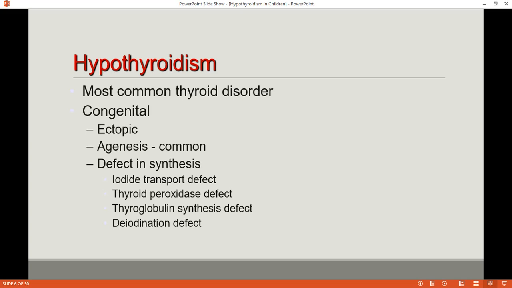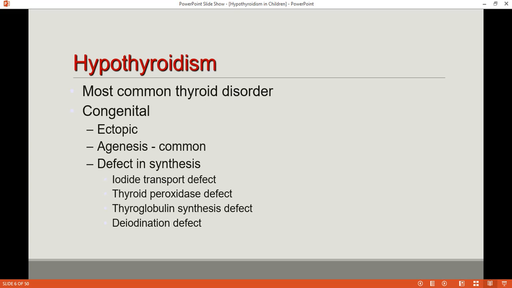Now hypothyroidism may be the most common thyroid disorder and may be congenital or acquired. You know the acquired causes are mostly autoimmune disorders including Hashimoto thyroiditis, and they present late. But congenital hypothyroidism is the most important because it affects growth and development in children, and it is a common cause of mental retardation in children.